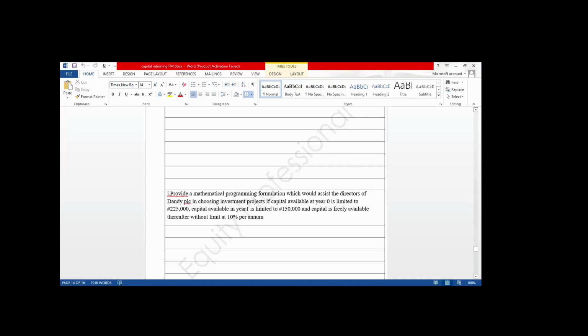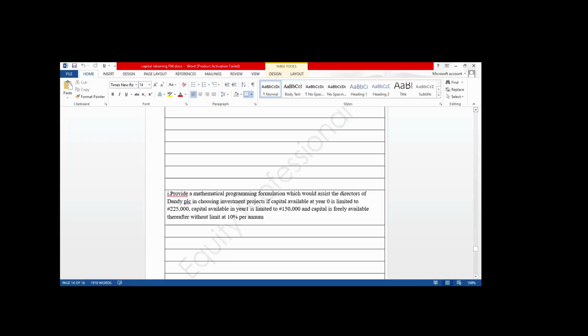We explain capital rationing situations. Single period capital rationing is a situation where capital shortage will occur in a single period. Under single period capital rationing, we explain divisible projects and indivisible projects.